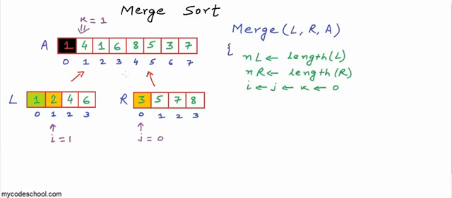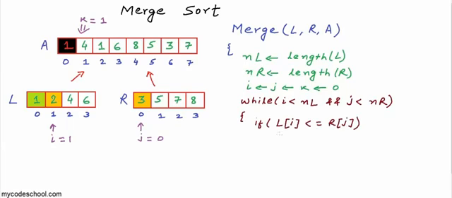And now my code will go like: while i is less than NL. If NL is the number of elements in L, then for i to be a valid index, it should be less than NL. And similarly, for j to be valid, it should be less than NR. So while both these indices i and j are valid, we can say something like: if Li is less than or equal to Rj, so we are comparing the smallest unpicked in L with the smallest unpicked in R.